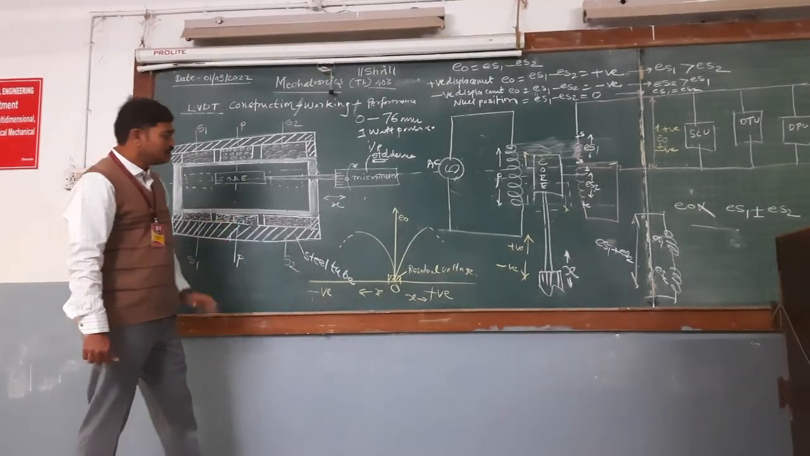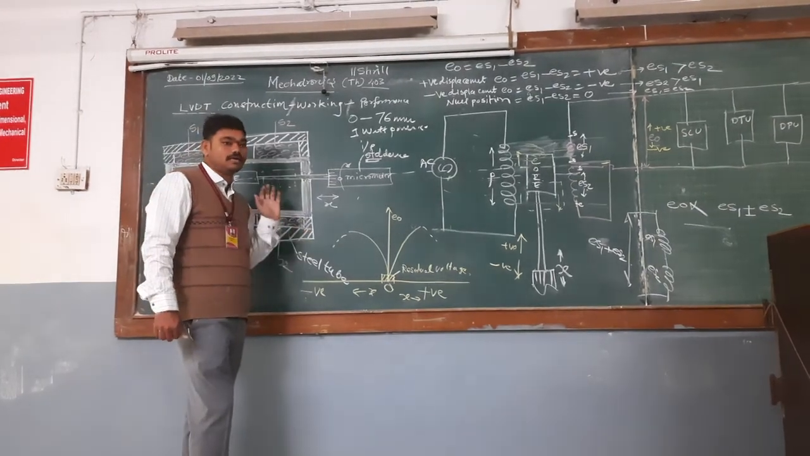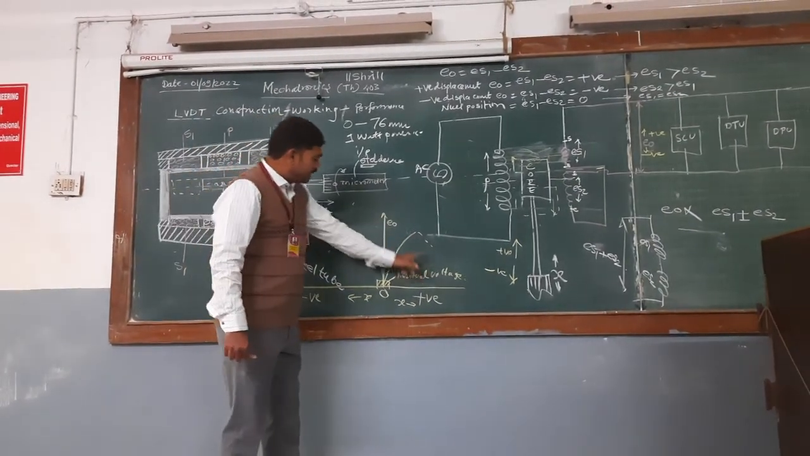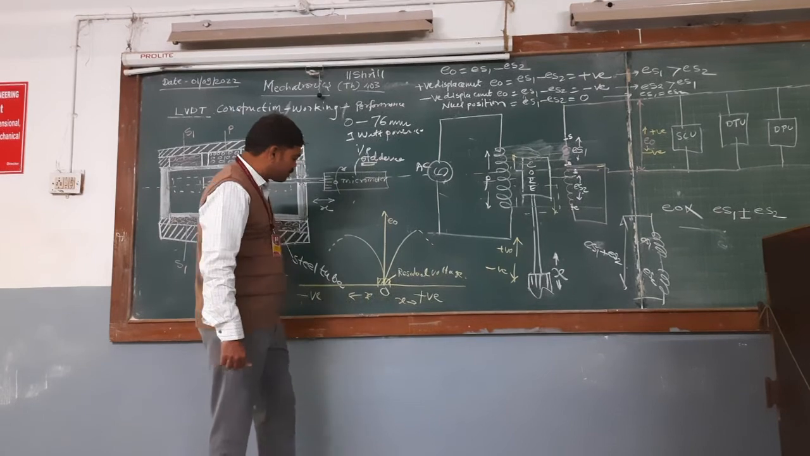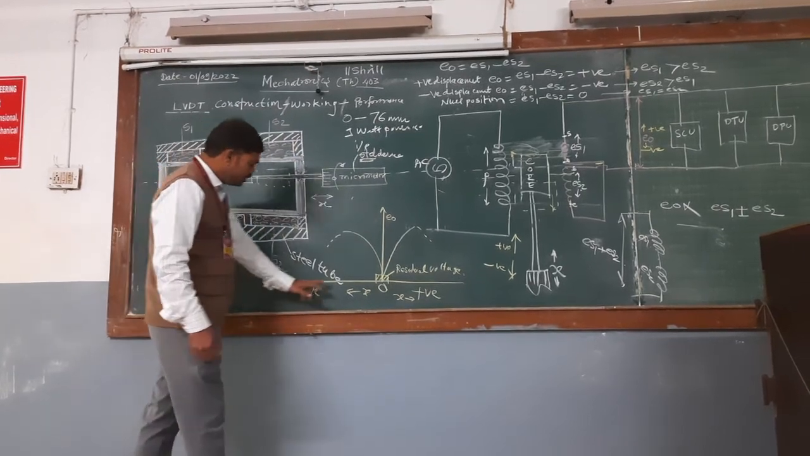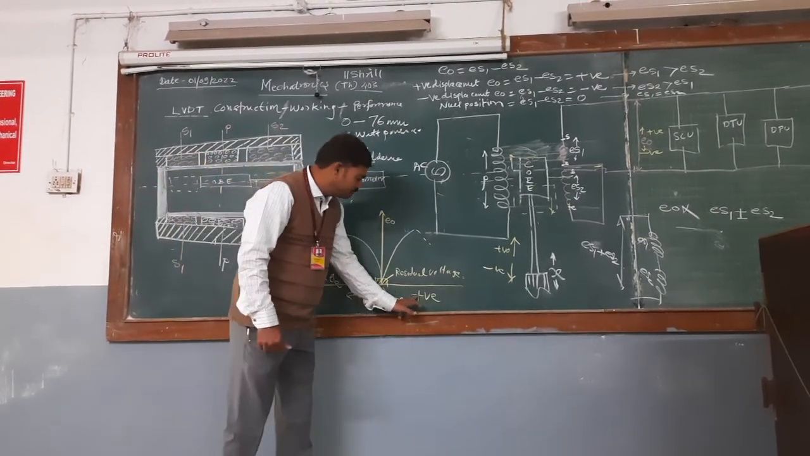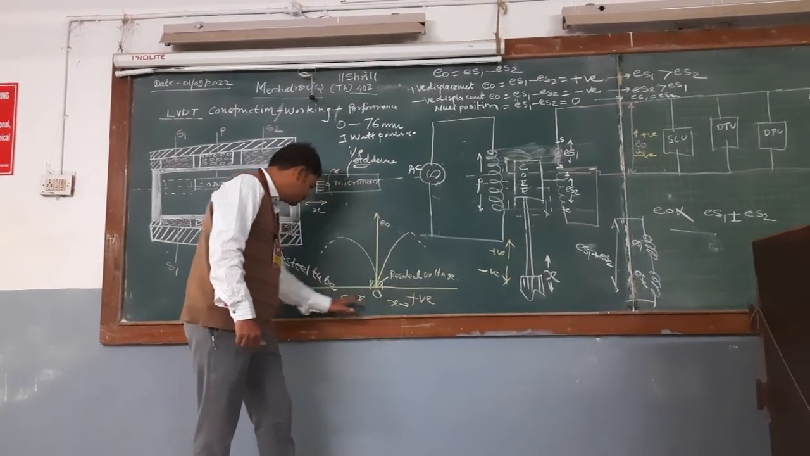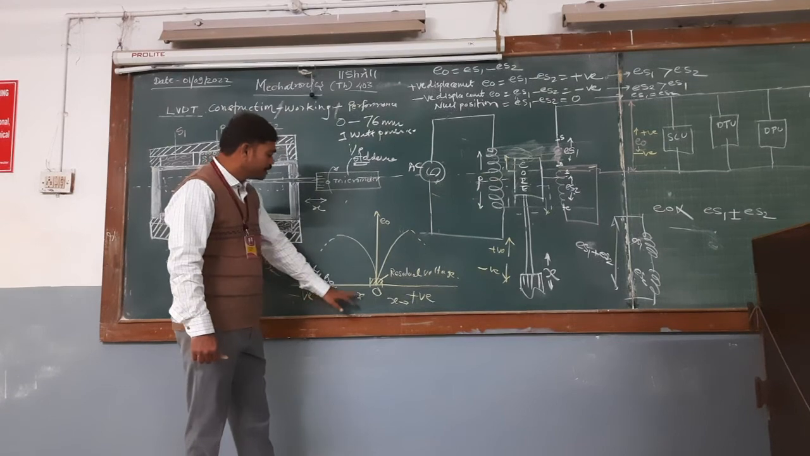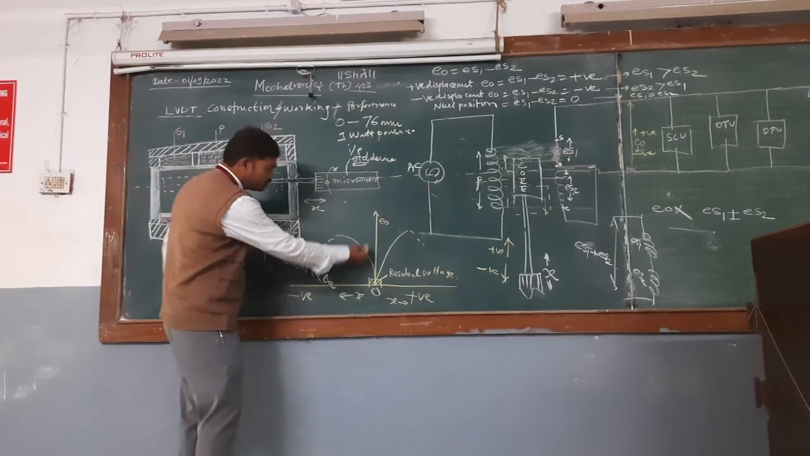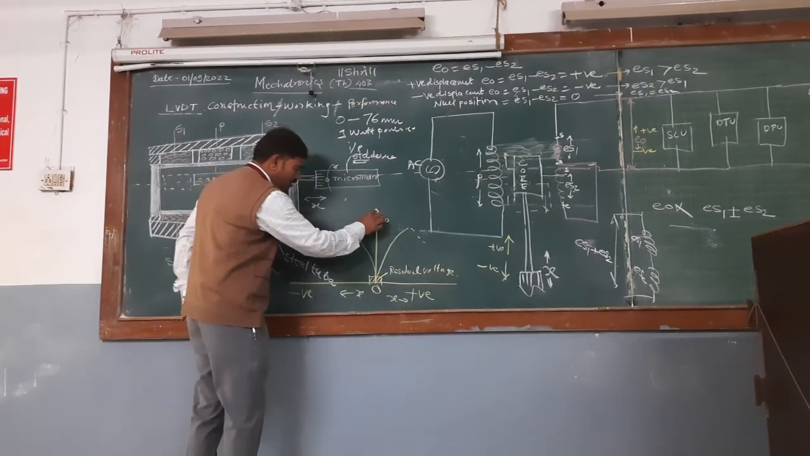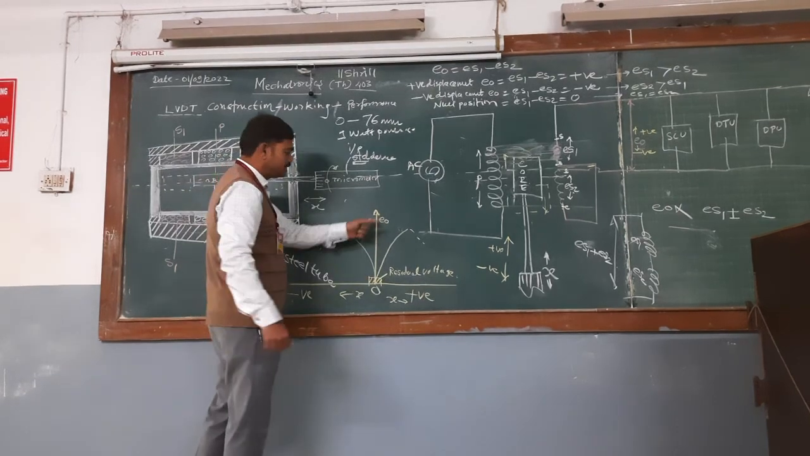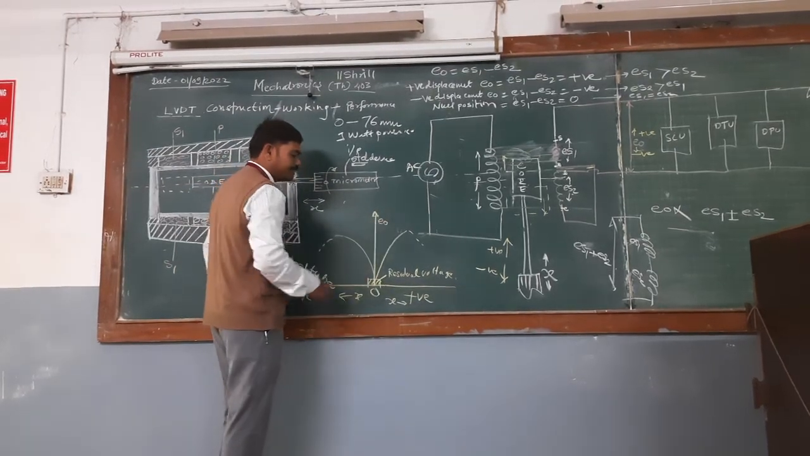Now we will see the performance curve of the LVDT. With this diagram, we can observe the performance curve. On the x-axis, positive core displacement is taken from 0 to the positive side, and 0 to the negative side, negative core displacement, that is x, and on the output axis, that is the y axis, E0 is taken.